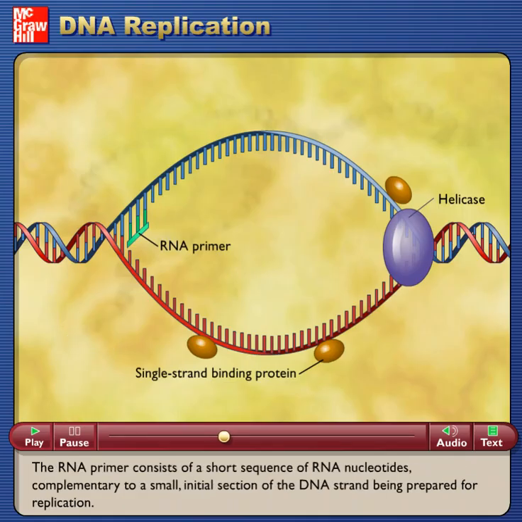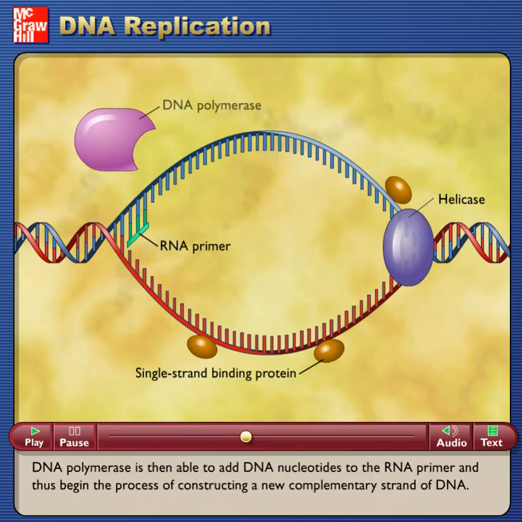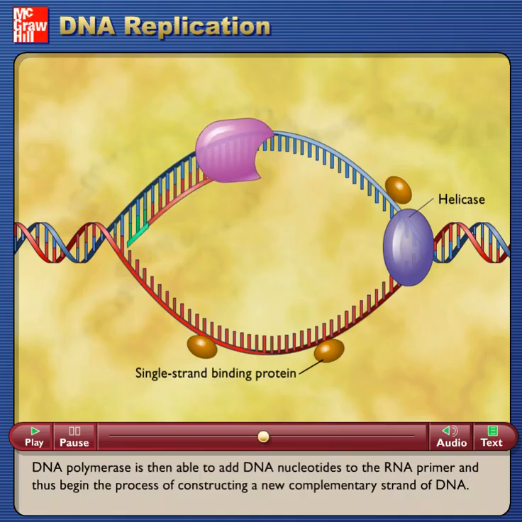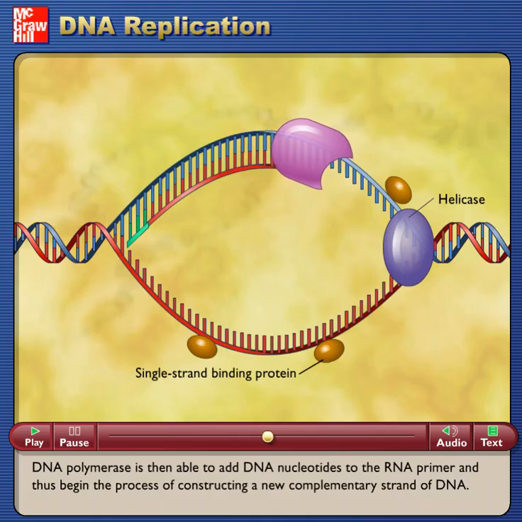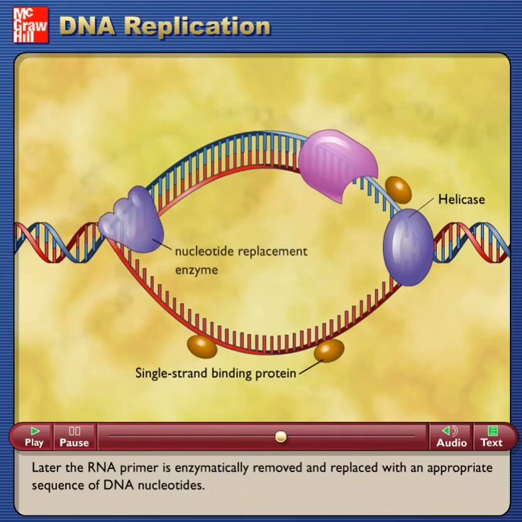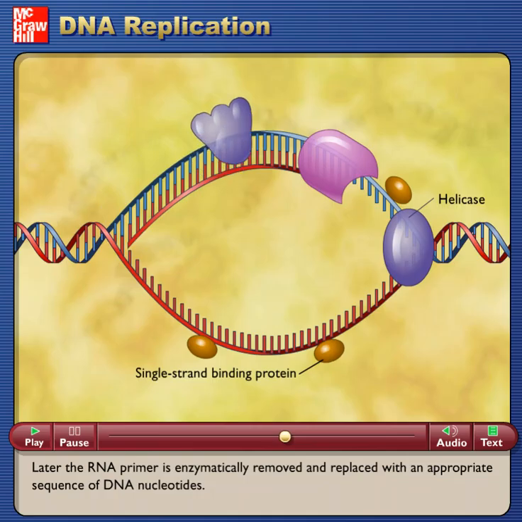The RNA primer consists of a short sequence of RNA nucleotides, complementary to a small initial section of the DNA strand being prepared for replication. DNA polymerase is then able to add DNA nucleotides to the RNA primer and thus begin the process of constructing a new complementary strand of DNA. Later, the RNA primer is enzymatically removed and replaced with an appropriate sequence of DNA nucleotides.